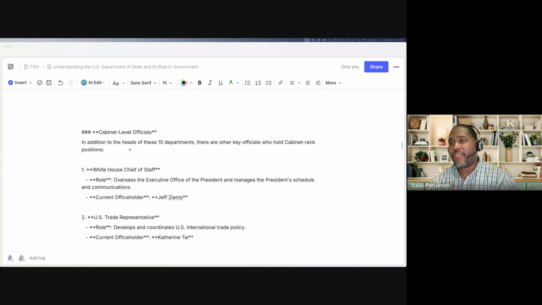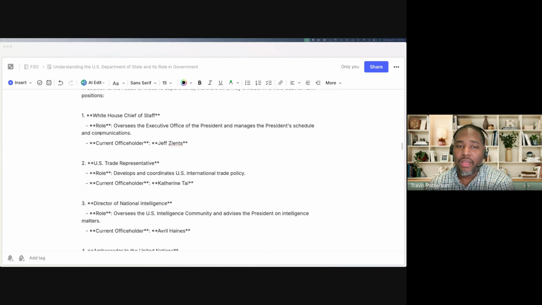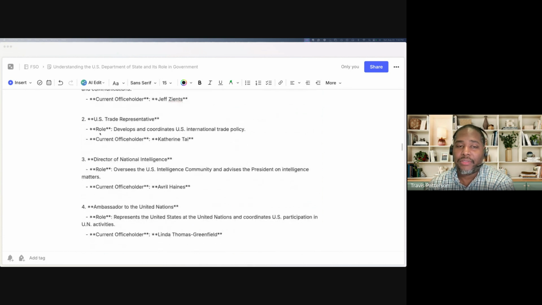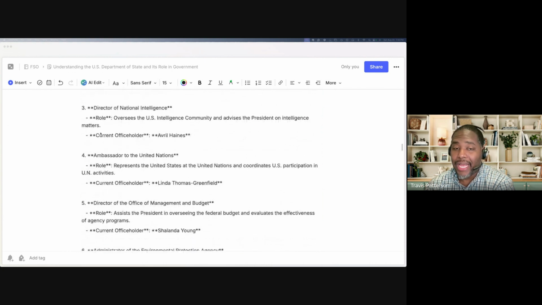Okay, I did not get pictures for these, but these are definitely worthy mentions. So we were speaking earlier about the White House chief of staff, but I discovered how the map was laid out. That chief of staff is actually rolled up to the Secretary of State. So in addition to the heads of the 15 departments, there are other key officials who hold cabinet rank positions, including the White House chief of staff, U.S. Trade Representative, National Intelligence, the ambassador to the United Nations.